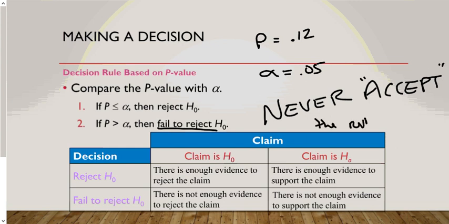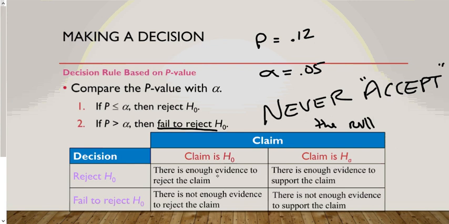All we're ever doing is failing to reject the null. We never say, hey, look, we have evidence that proves the null is true. No, we don't. Our evidence just doesn't allow us to reject it. So keep that in mind. Here's a nice little chart that's going to help you with your wording.